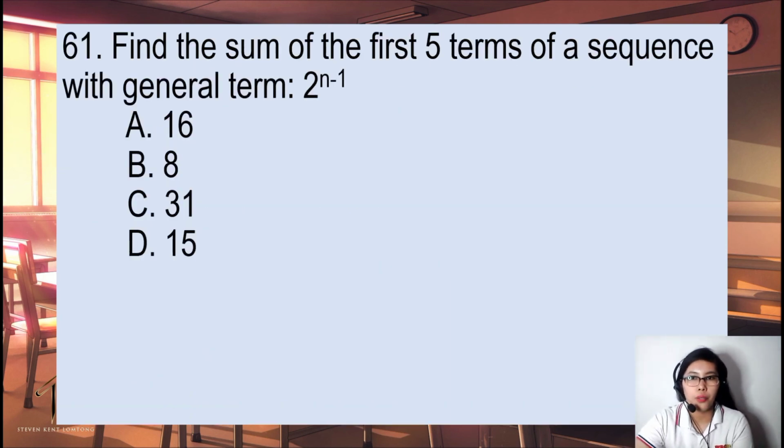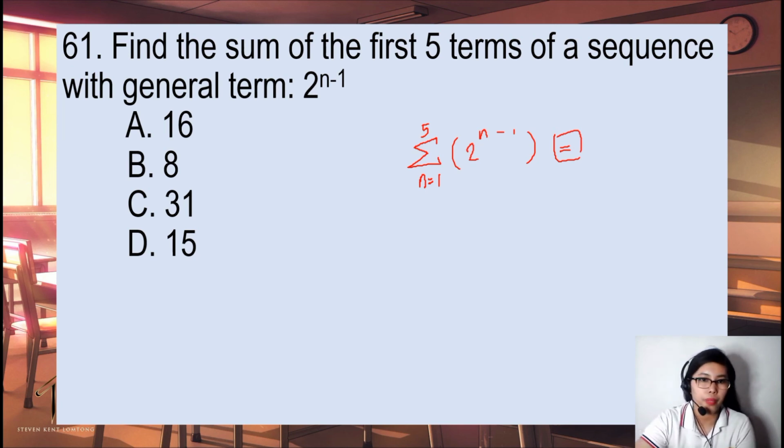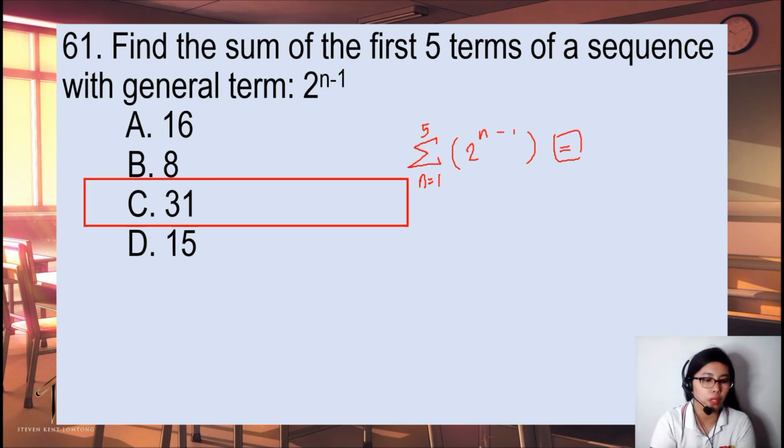So our problem: find the sum of the first 5 terms of the sequence with general term 2 raised to n minus 1. If you encounter this type of problem, all you have to do is use the summation sign in your calculator, from n is equal to 1 to 5, 2 raised to n minus 1, and just press equal. Our answer will be equal to 31.